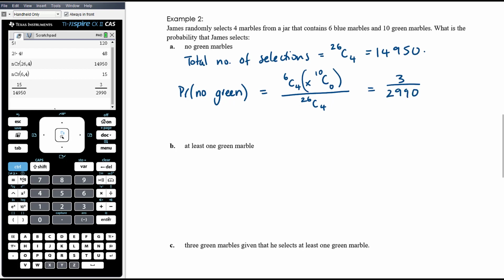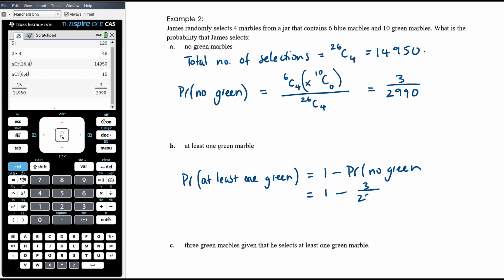Okay, the probability of choosing at least 1 green marble means he could choose 1 green or 2 green or 3 green or 4 green, but actually the probability of at least 1 green is just 1 minus the probability of no greens. So 1 minus 3 on 2990, you could probably do that in your head just as easily, 2987 over 2990.